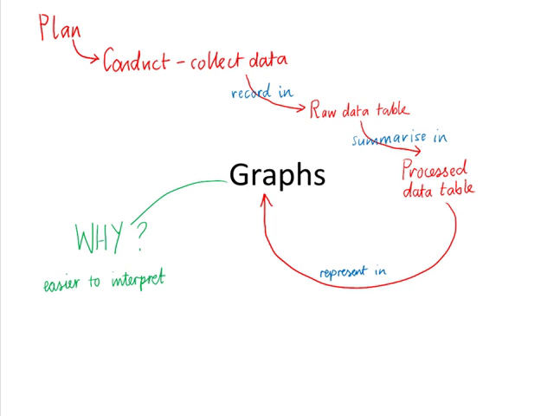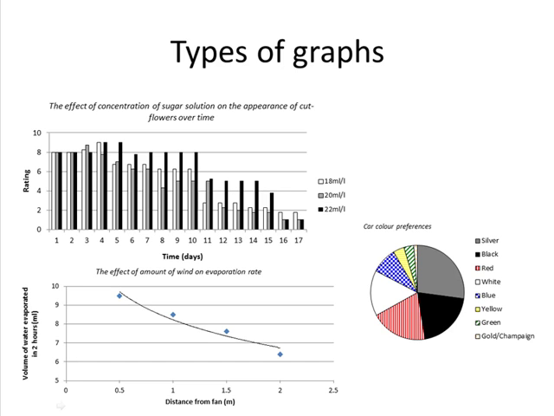Just at a glance, we can see the patterns that are present in the data when we look at a graph. So you take your process data table and now you've got to convert that into a graph. Your first step is to decide which type of graph is appropriate for your particular data. Is it a bar graph, a line graph, a pie graph?